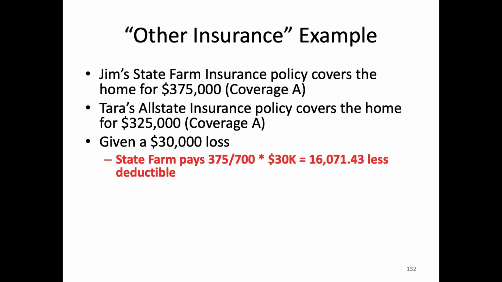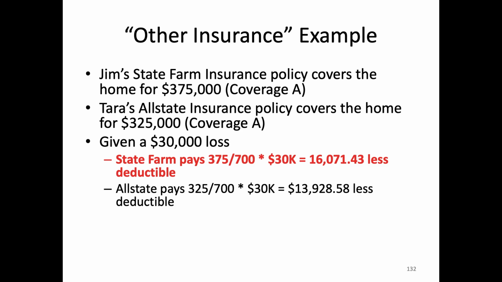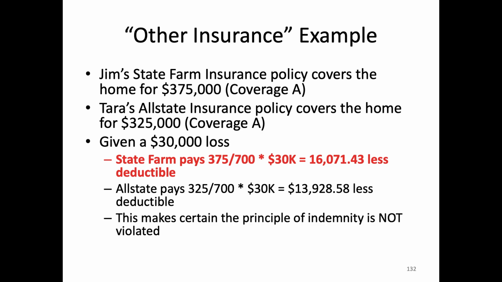So what State Farm does, if you take 375, which is the number of thousands of insurance State Farm provides, and you divide it by 700 times 30,000, you get $16,071.43. Allstate, you take 325 divided by 700 times 30,000, and you get $13,928.58. And so that's how they would share this loss. They would share it by the proportion of insurance each company has to the total amount on the home. And what it does is it makes certain the principle of indemnity is not violated.